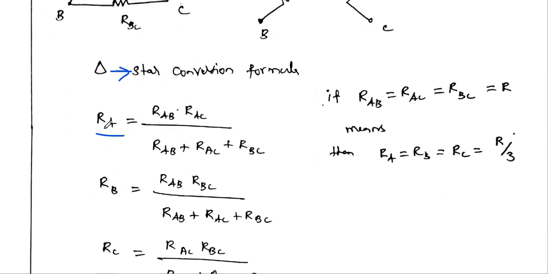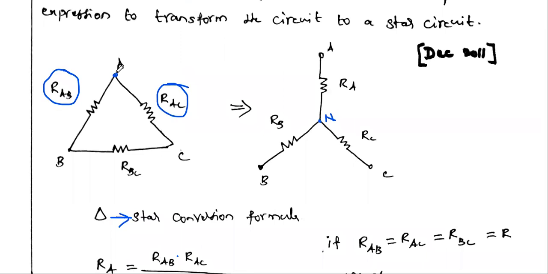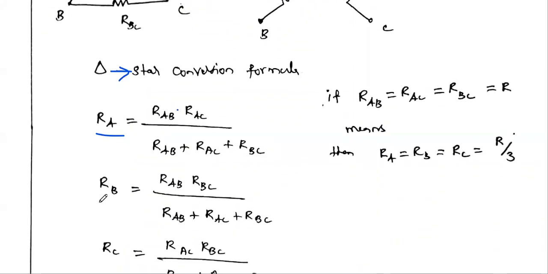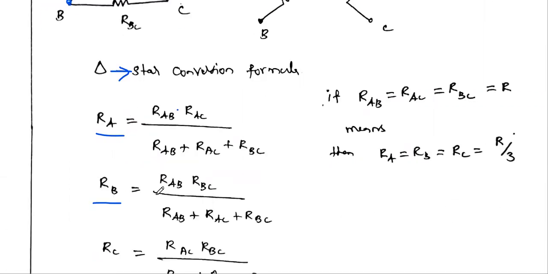So you see the formula: RA is nothing but the product of the two resistance values that are connected with this particular node A, divided by the addition of the three resistances. Similarly, RB is calculated by, in node B, what are the two resistances connected? RBC and RAB. So you multiply these two values, RAB and RBC, divided by the addition of the three resistances.